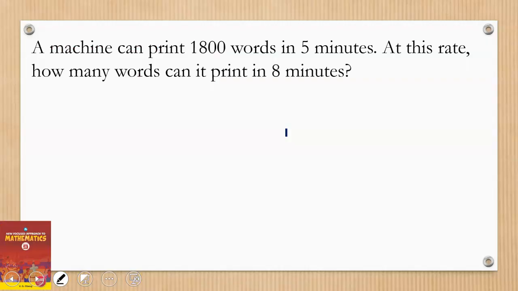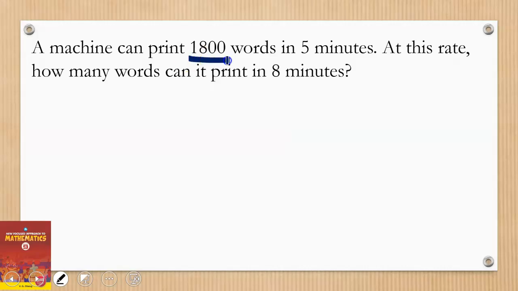Let's say, for example, you are given a question like this. A machine can print 1,800 words in 5 minutes. At this rate, how many words can it print in 8 minutes? Good. So we want to see how we can analyze questions of this sort and solve them.